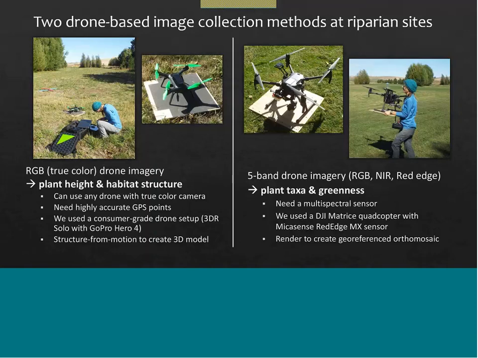The one we use is a DJI Matrice quadcopter with a MicaSense RedEdge sensor. This is something that's commonly used in commercial applications. And this we can use to stitch together and make these orthomosaics of imagery where we get to look at the vegetation conditions.